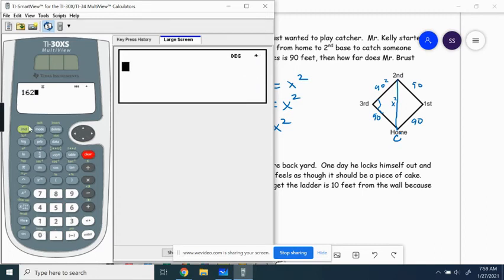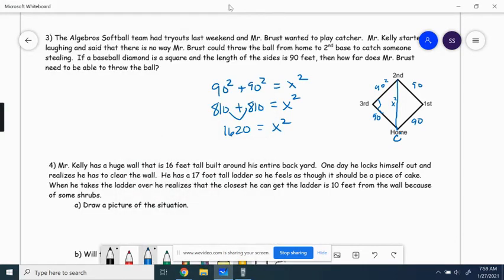Oops, what am I doing? Clear that out. I gotta hit that second key first. Get the square root symbol. Now we can put in 1620. And it looks like that is going to be 40.24. We'll just call that 40.2 feet. I should label it feet is what x is. So the distance of x is 40.2 feet. All right.